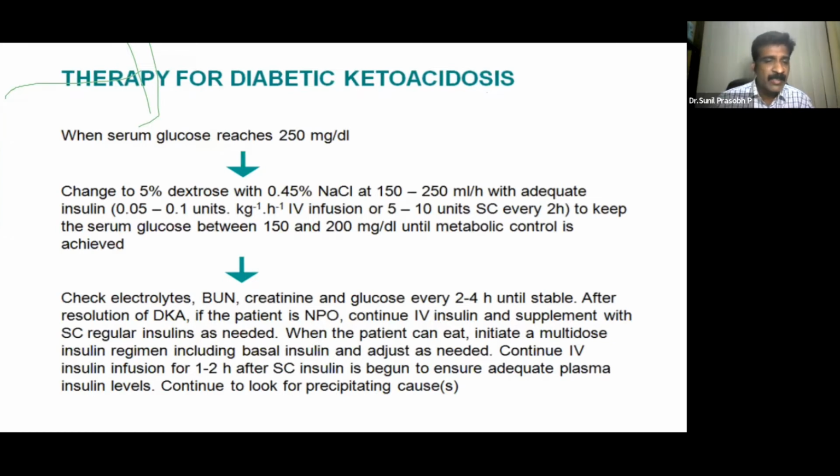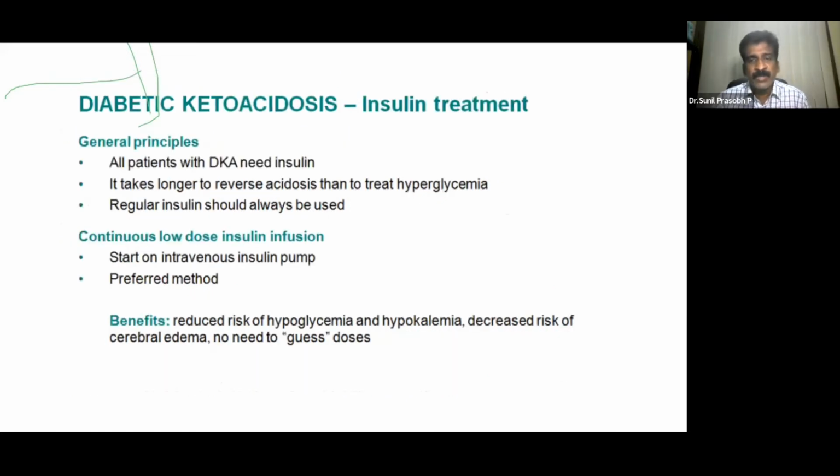Now, why are we giving 5% dextrose once the blood glucose reaches 250? It is basically given to avoid hypoglycemia. All of us know that once hypoglycemia happens during the treatment, it is very dangerous, because once the blood glucose goes far below, again there is going to be a counter-regulatory hormone rise. And again, the rebound ketosis and all the metabolic complications are bound to happen. So this is a very dangerous situation. Regarding the treatment with insulin, these are the points that we should always keep in mind.